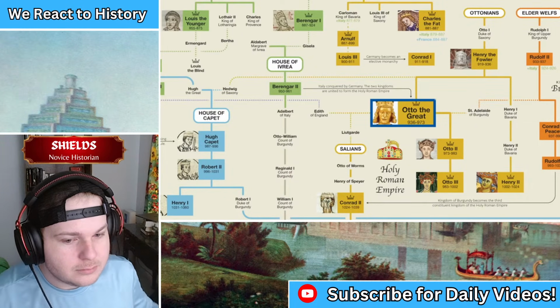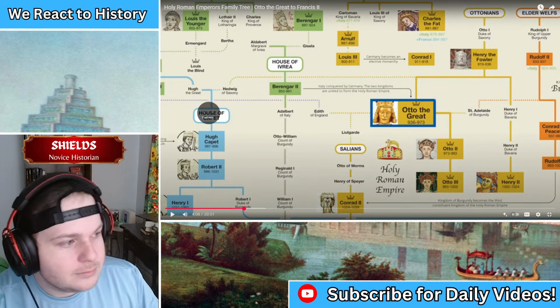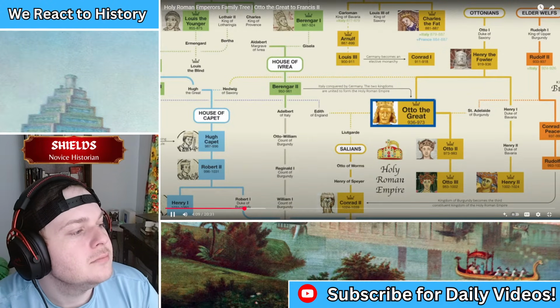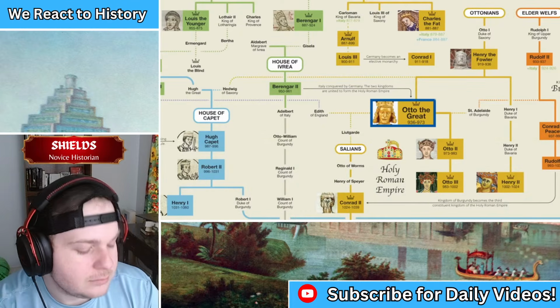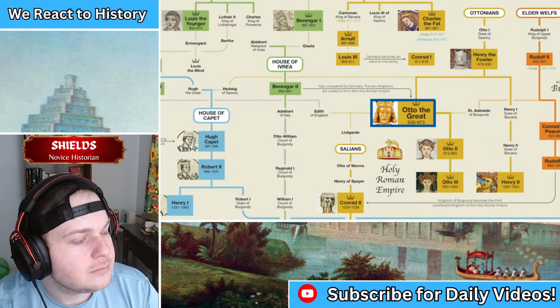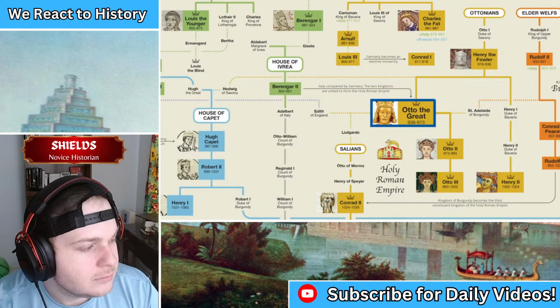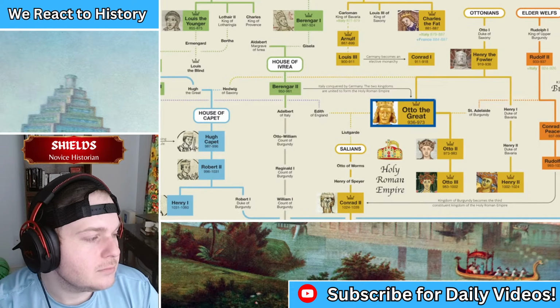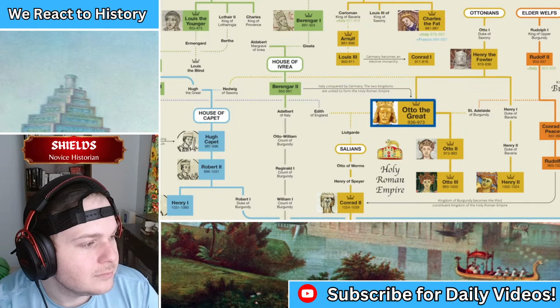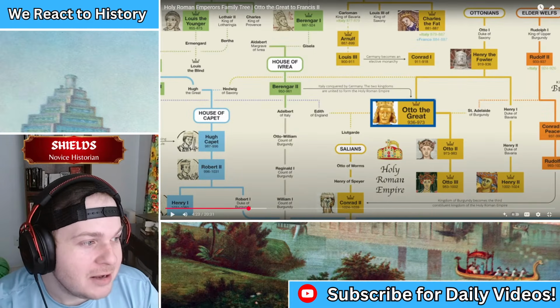During Otto's rule, the empire experienced a mini renaissance, the likes of which hadn't been seen since the days of Charlemagne. From this point forward, the title of emperor would be reserved only for those who were also king of Germany.